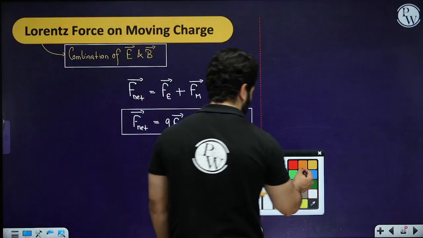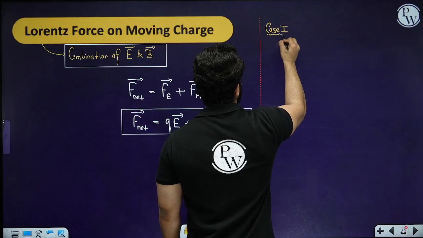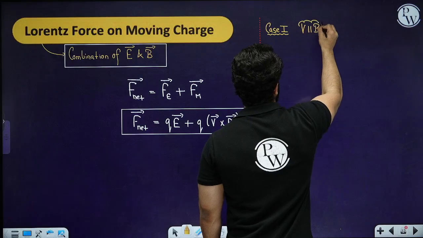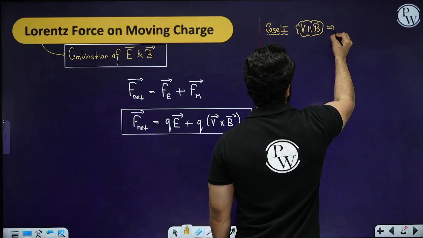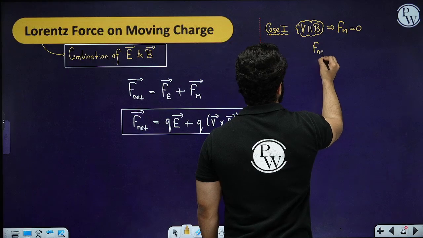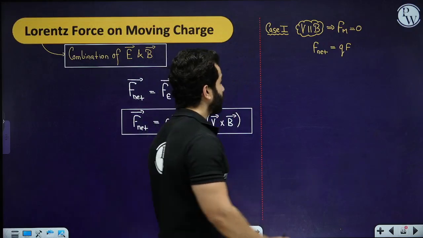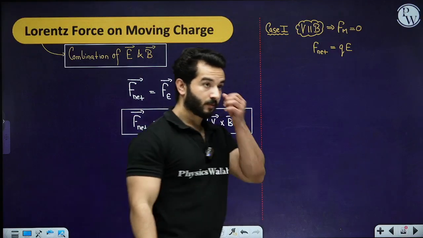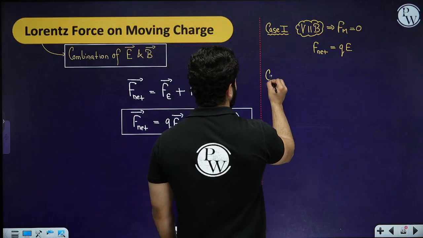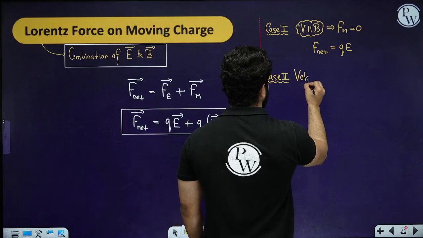Let's suppose in the first case, the charged particle is moving parallel to the magnetic field. If it is moving parallel to the magnetic field, this would mean that the magnetic force will be 0. So the net force will be only equal to qE, and this will be in the direction of the electric field. Right? V is parallel to B. Case 2 can be, I'll explain case 2 as a velocity selector.